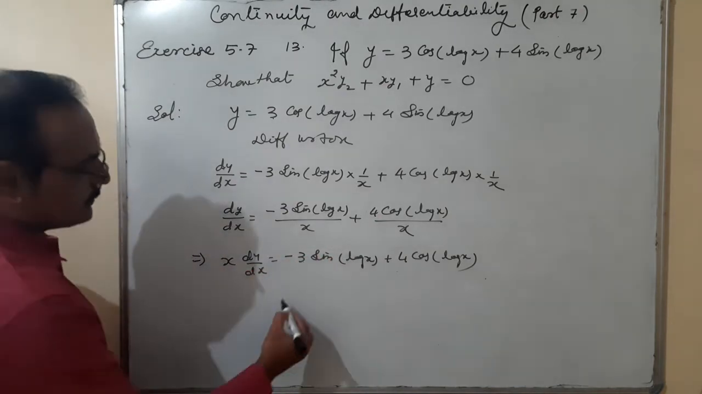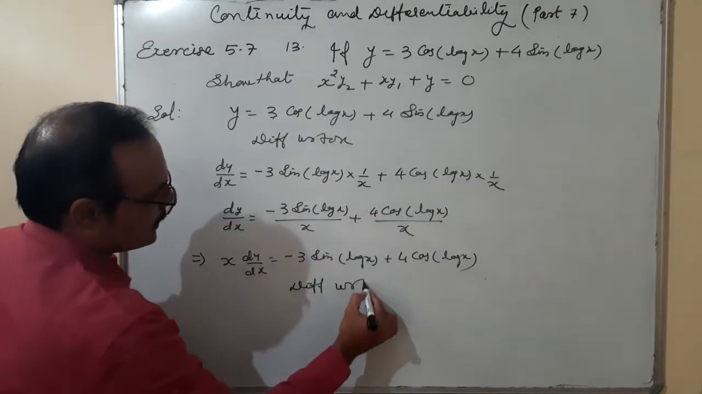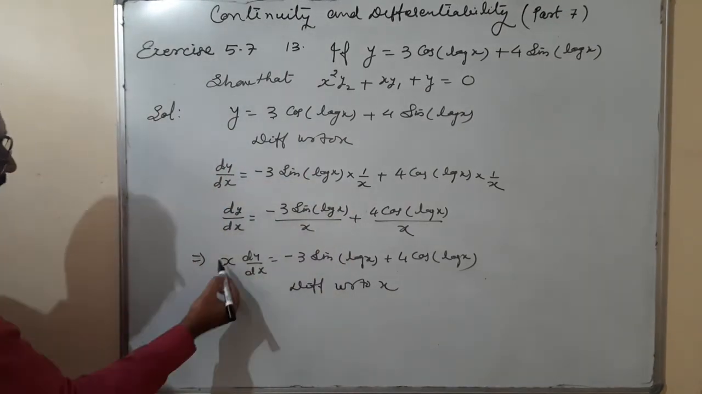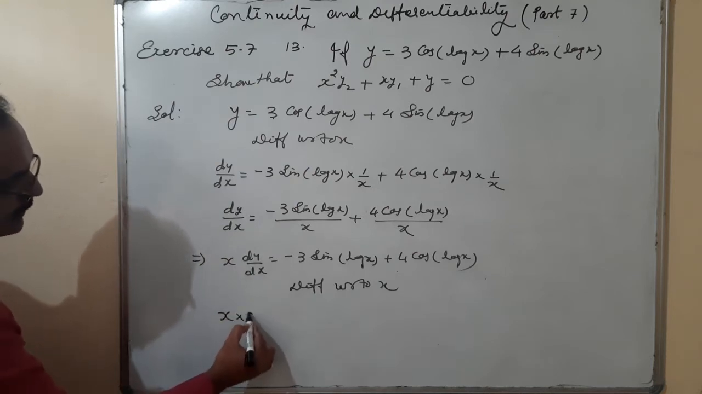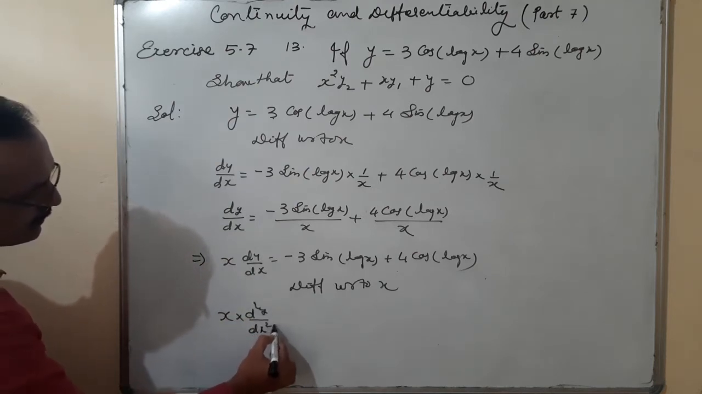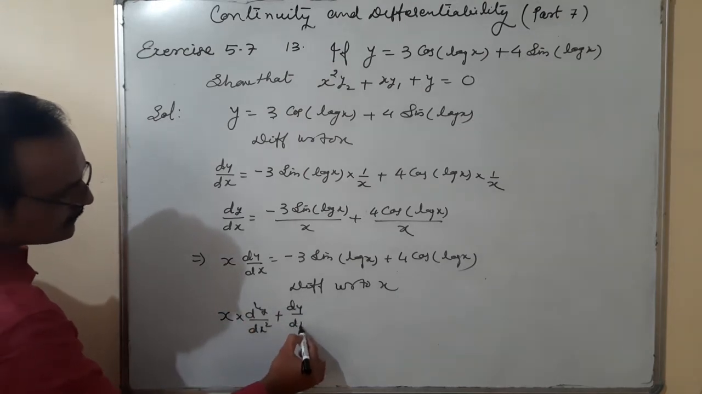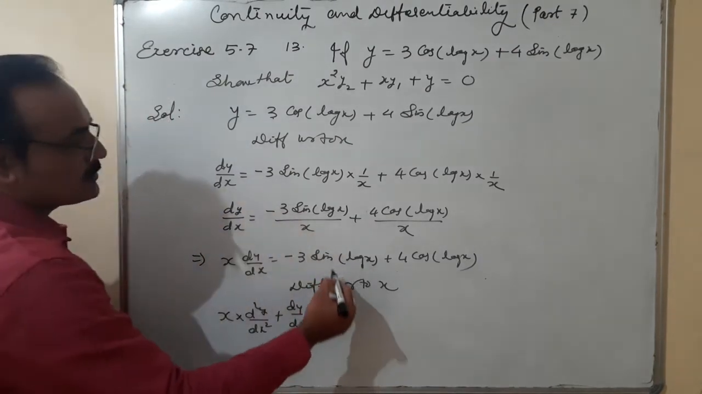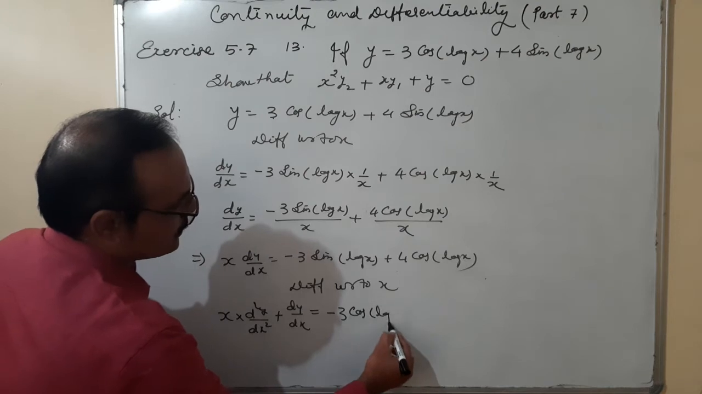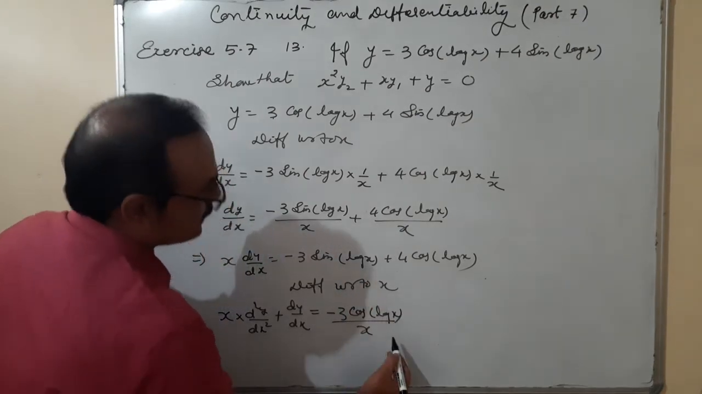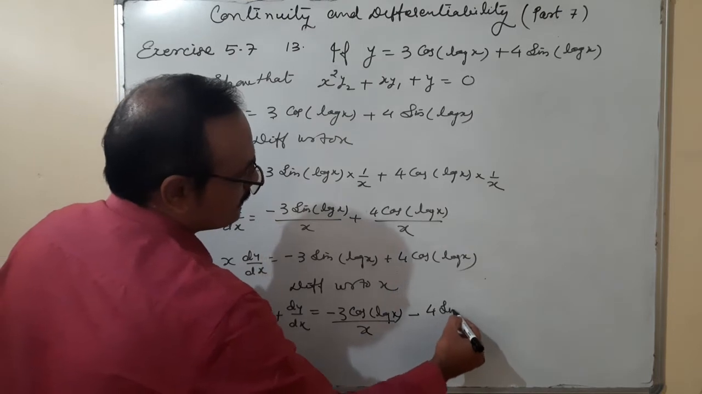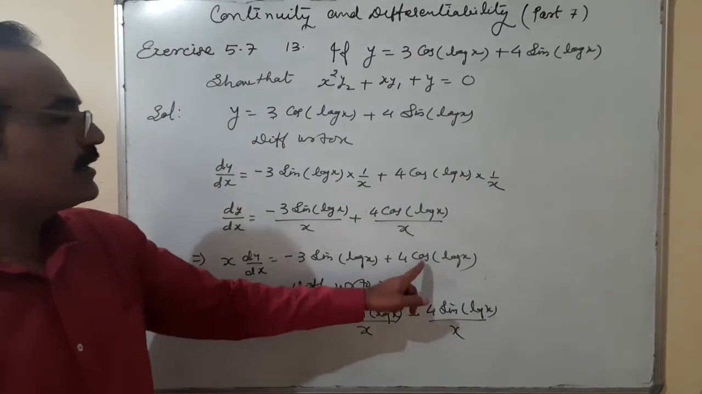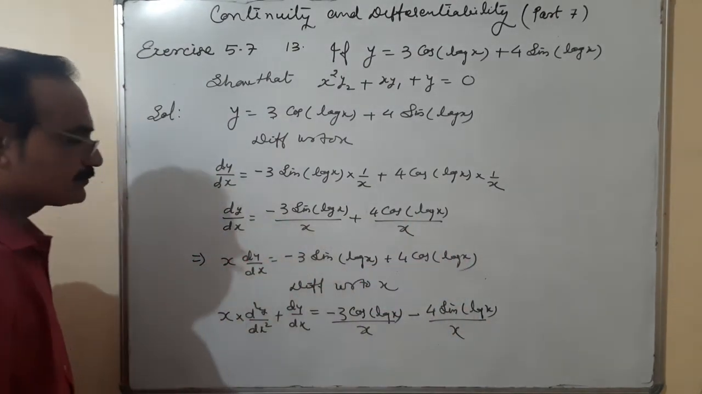Again differentiate this term with respect to x. There are two terms, so use the product rule: first function times differentiation of second function, that is x d square y by dx square, plus second function dy by dx times differentiation of x, that is 1, is equal to minus 3 differentiation of sin log x, which is cos log x, and differentiation of log x is 1 upon x, minus 4 sin log x, and differentiation of log x is 1 upon x. This sign is minus because differentiation of cos x is minus sin x.